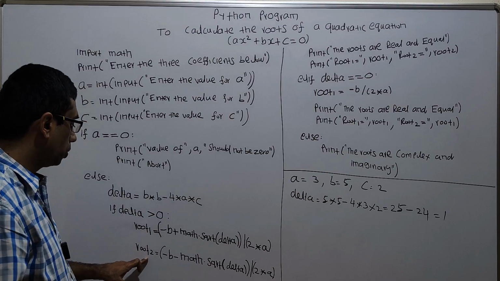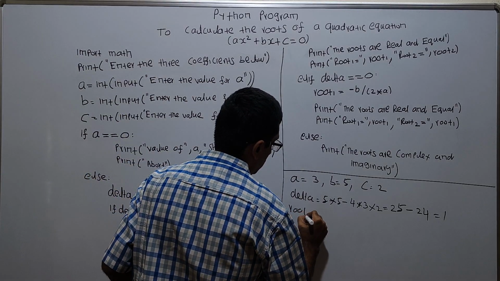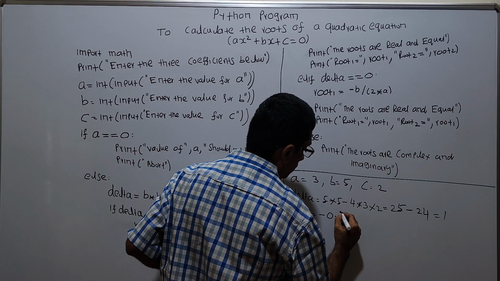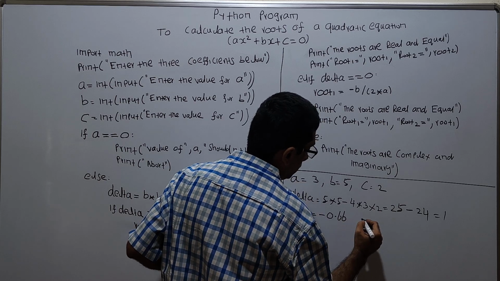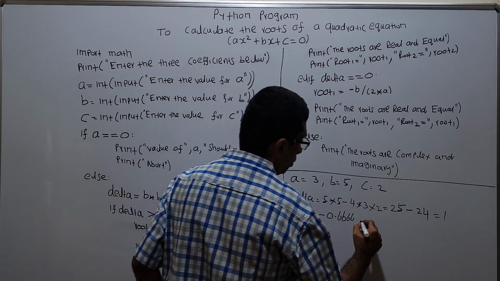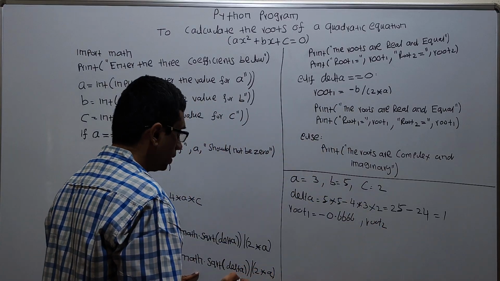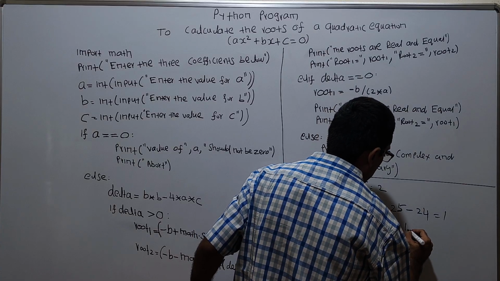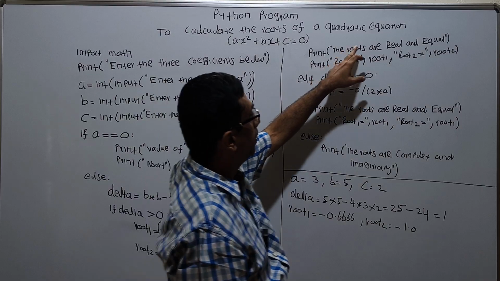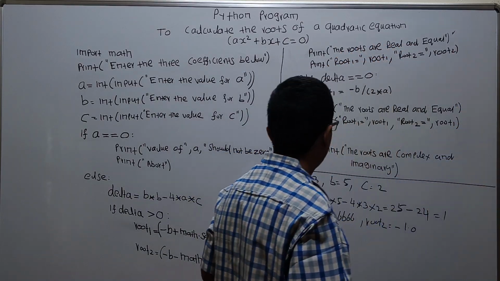It calculates root 1 and root 2. By applying this, root 1 has a value minus 0.66, with the digit 6 repeating. And root 2, when I apply this, we'll have a value minus 1.0. So these are the roots, and we get an output. The roots are real and distinct is the output. So this will get displayed in the console.